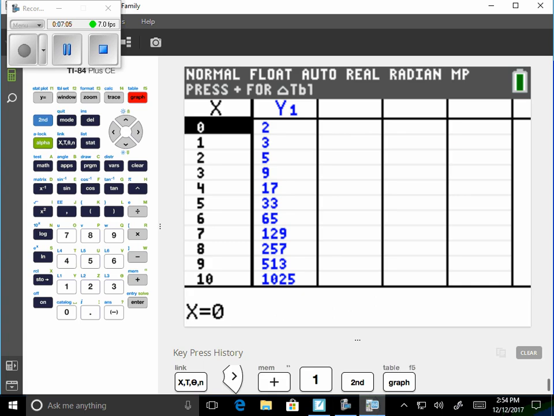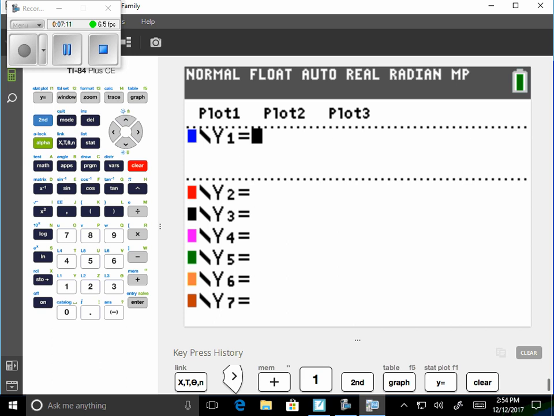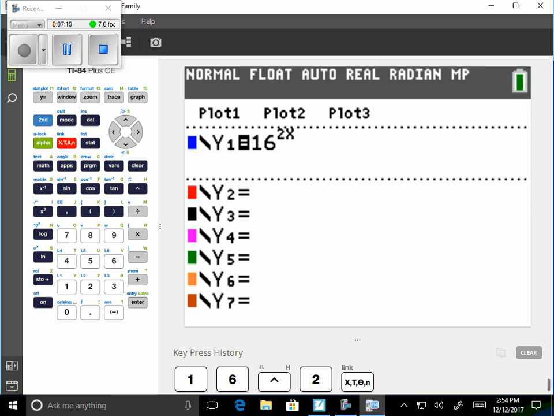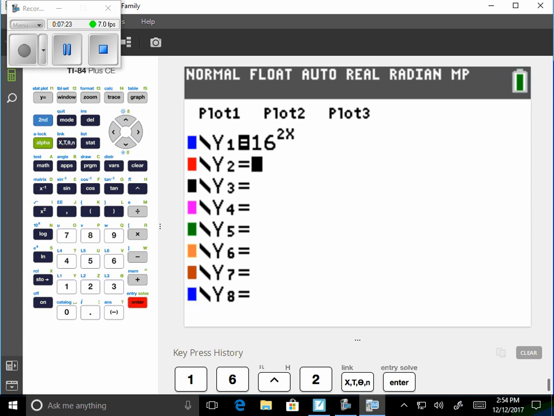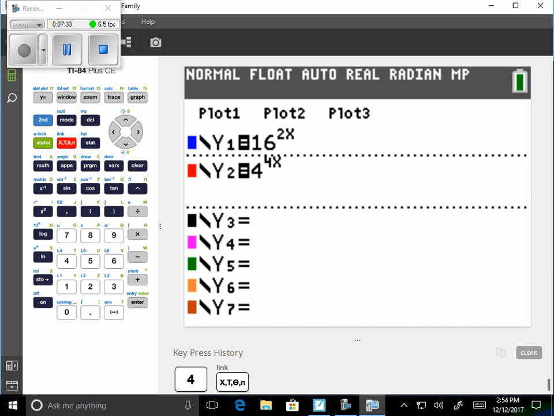So if we go back to y equals, you want to plug into y1 the initial equation that Miriam was using, which is 16 to the 2x. Then, if you would have plugged in A, B, or C for n, you would have realized none of those work. So what you end up with is 4 to the 4x for answer choice D.